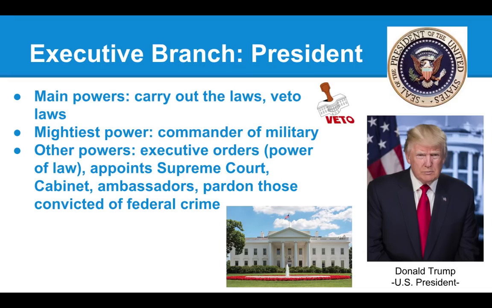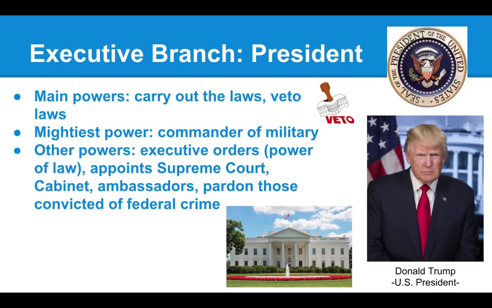So, executive branch. What's their main power? They carry out the laws. That means they make sure that these laws that are created in the Congress are followed through and that they are going to happen. They can also veto laws, so they can cancel a law, right? If they don't like a law that Congress passed, he can cancel that law.